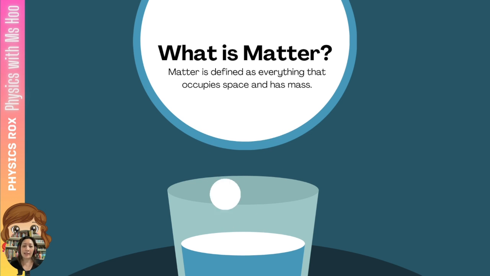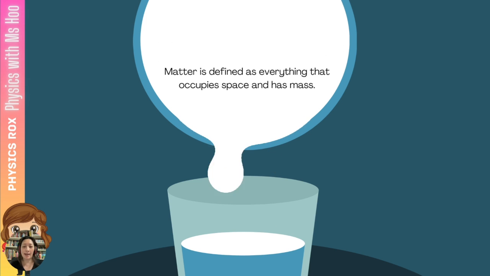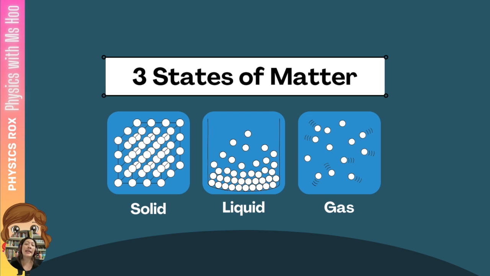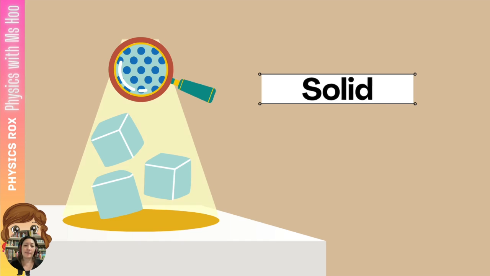First of all, what is matter? Matter is defined as everything that occupies space and has mass. You only need to learn about the three states of matter. Are there more? As we all know, there are actually some suggestions that there are more states of matter than these three, but for this level, you only need to focus on solid, liquid, and gas. Let's go through solids first.